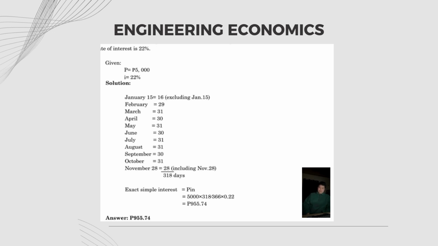For the formula, we'll be using principal times interest rate times interest period. For our principal, we have 5,000 times the interest period, 318 days divided by 366 days, and for the interest rate, we have 0.22. If we sum this up, the answer is 955.74.